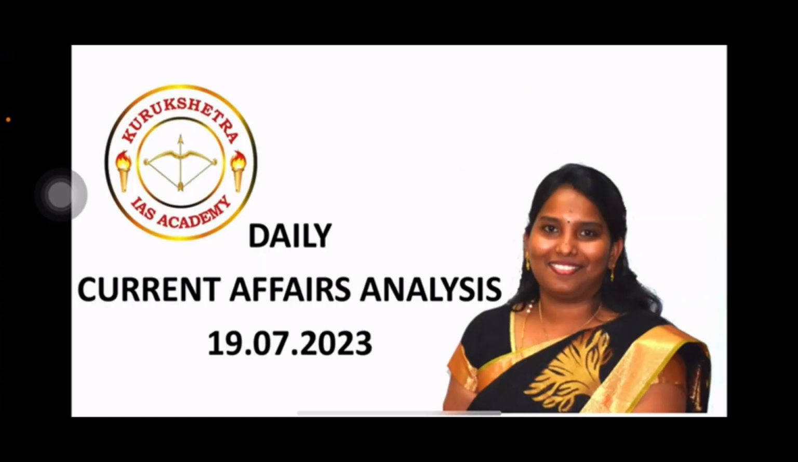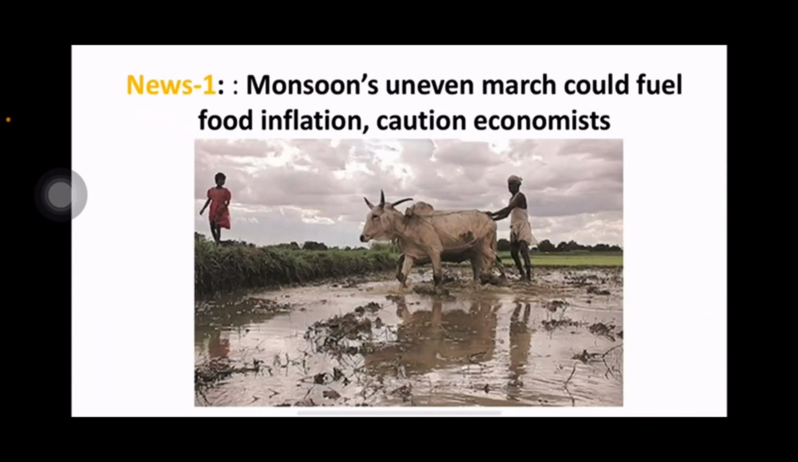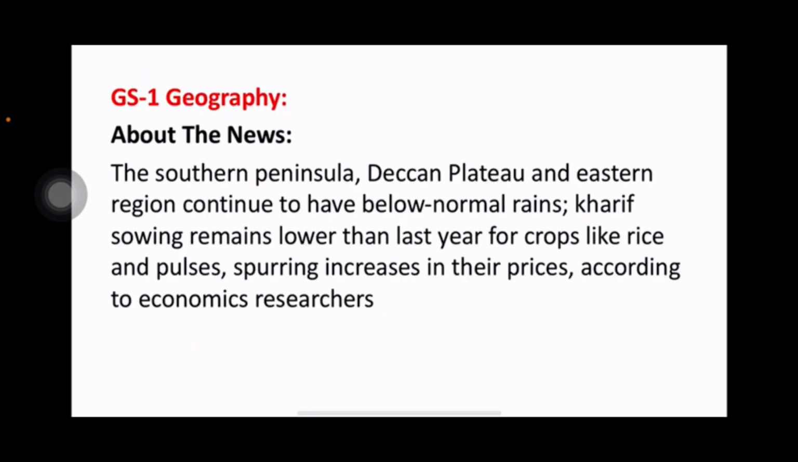Start with today's news. Monsoon's uneven march could fuel food inflation. That will lead to food price increases, as said by the chief economist. This comes under GS1 geography, also agriculture.